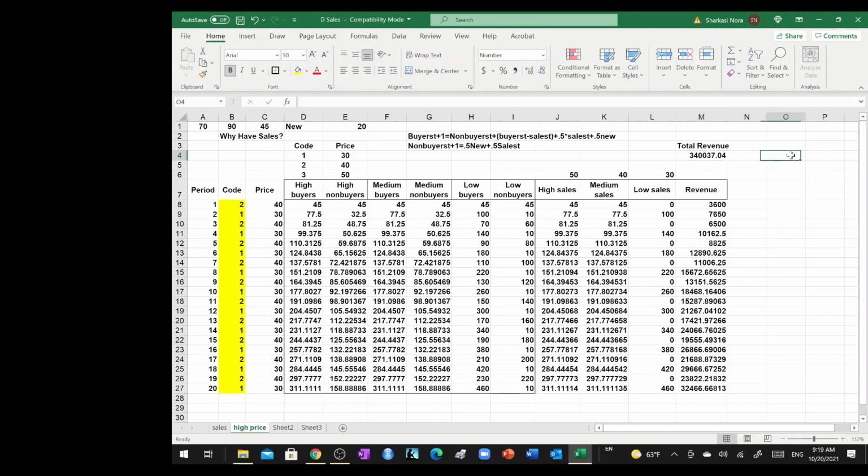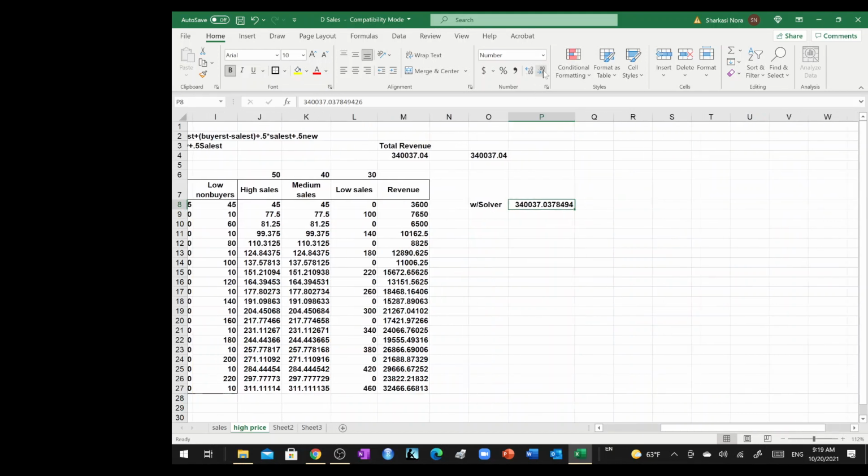And now I'm going to take this and keep it. So I'm going to copy that and put it over here, paste that, but paste the number. And I'm going to say, under varying discounts, meaning under Solver, yeah, under with Solver. Okay, so that is the value with Solver.